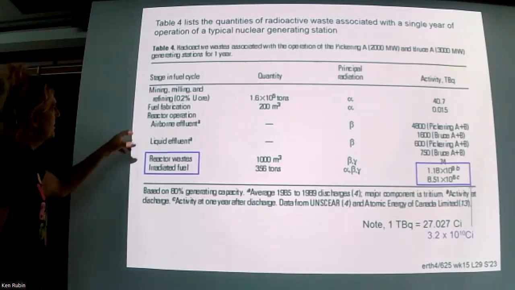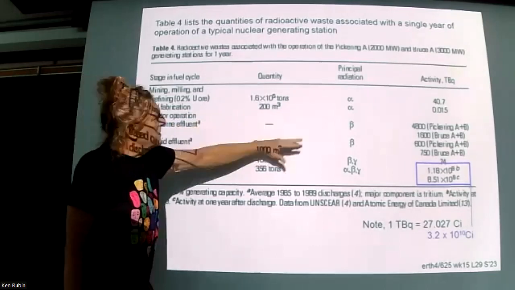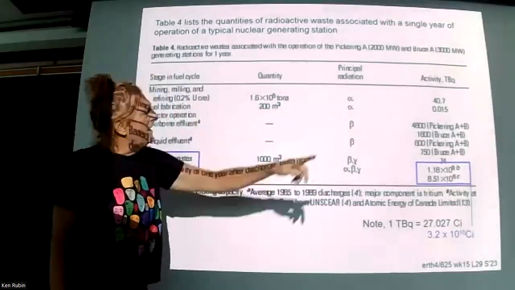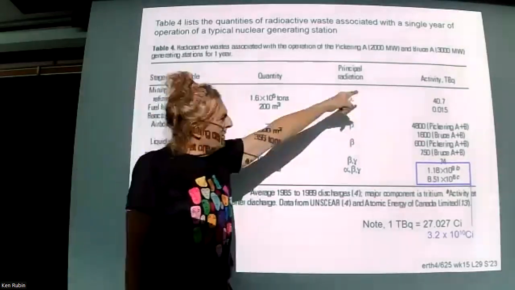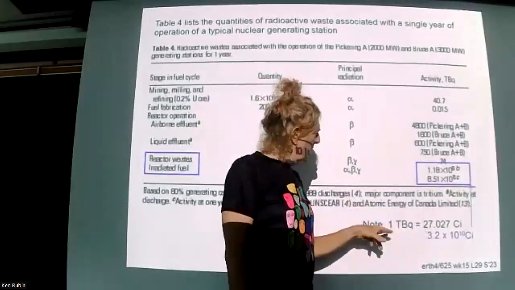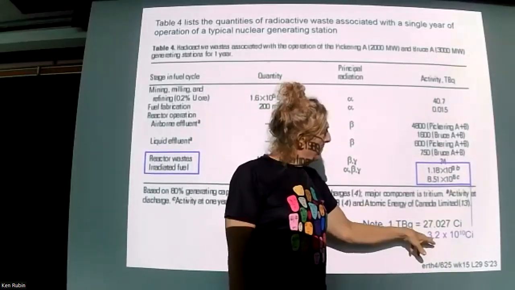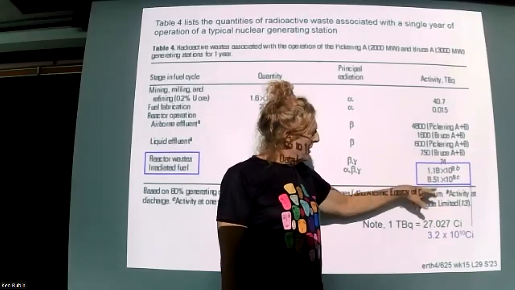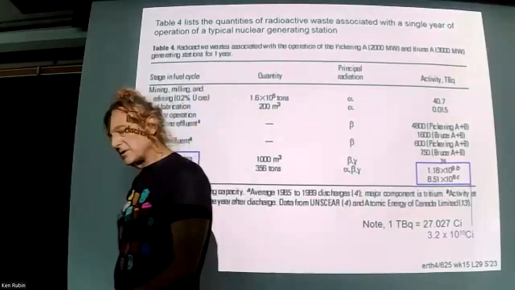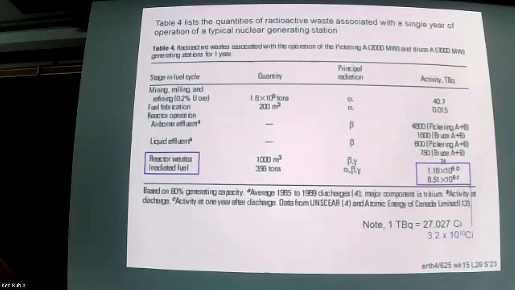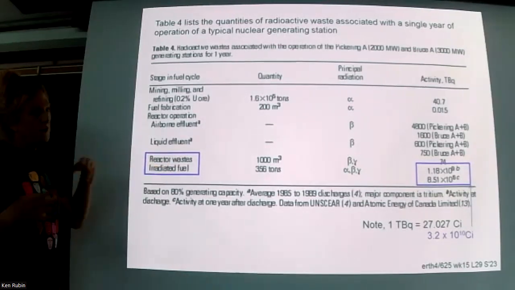The fuel fabrication process and reactor operation, they don't split this one up, but they split the type of radioactivity coming off of it up over there: alpha activity and beta activity in terabecquerels, and Garrett did put, 1 terabecquerel is 27 curies. So this total here, 1.8 times 10 to the 9th, is 3.2 times 10 to the 10th curies. A lot of curies. And this is basically the reactor waste, the amount that's generated.